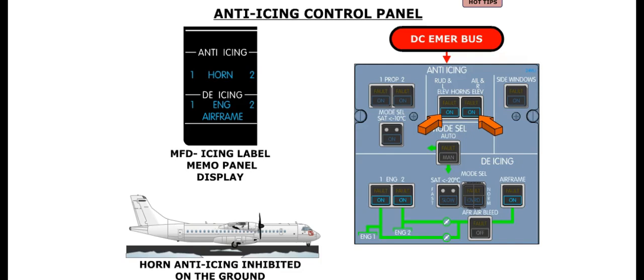Electrical power is supplied to the associated horn heaters when a push button is depressed in. When a push button is depressed in, the blue on caption illuminates, and a cyan horn label is displayed in the memo section of the MFD. It should be noted that horn anti-icing is inhibited when the aircraft is on the ground.